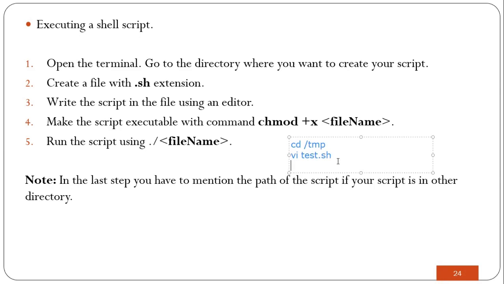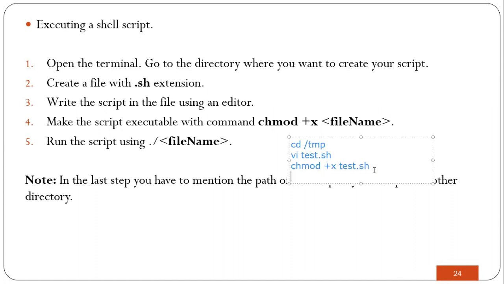Then I'm going to give execute permission to this test.sh. So chmod +x test.sh. Now I granted the permission. So now I'm going to execute this file.